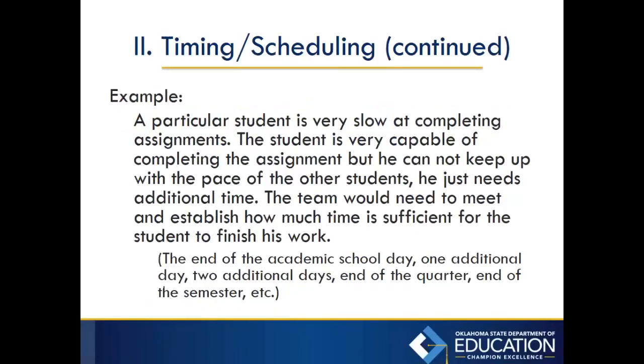A particular student is very slow at completing assignments. The student is capable of completing the assignment, but he can't keep up with the pace of the other students, so he gets additional time. The team needs to meet and establish how much time is sufficient for the student to finish his work. And please make sure for your middle school and high school students, the student knows how much time they have. They don't have 5 weeks. They have maybe the end of the week or every Friday to turn in their work. Make sure the parent understands that and the gen ed teacher all are understanding exactly what you mean by additional days.